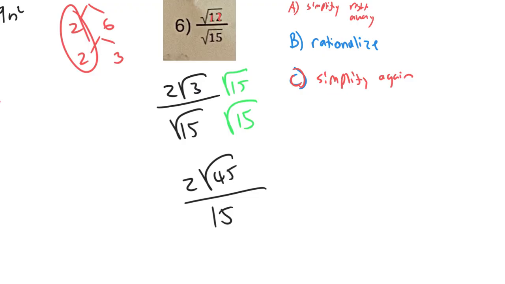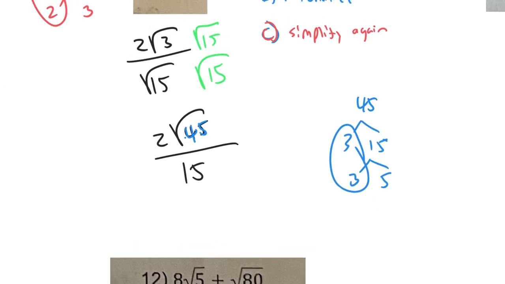Step letter C, simplify again. Can you do that? Well, yes, you can, because we have that blue 45. I think we would agree that that could be split into 3 times 15. And then 3 times 5, there is a pair right there. So that means a 3 is about to get out. So we have 2 times 3 times radical 5 over 15. And then that is going to be 6 radical 5 over 15.